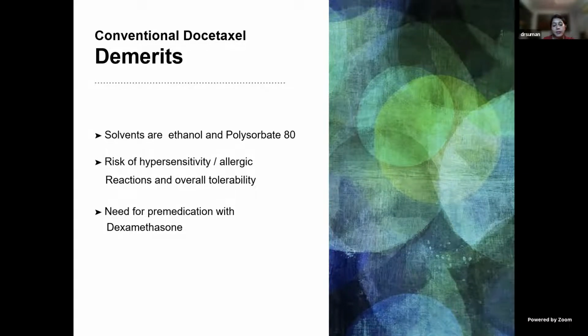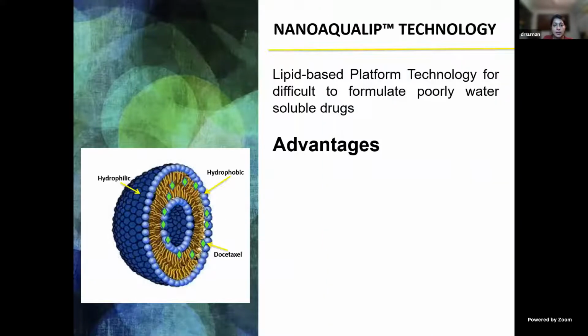The demerits of conventional docetaxel, we already know, is the fact that it has solvents, it causes hypersensitivity reaction, and there is a need for pre-medications. So there was a need of the hour for a newer technology, which was the nano-aqualip technology that was developed.